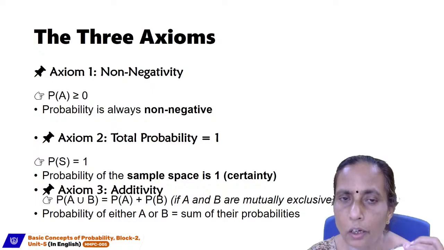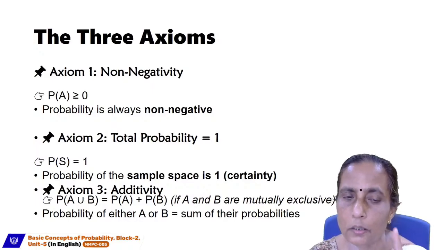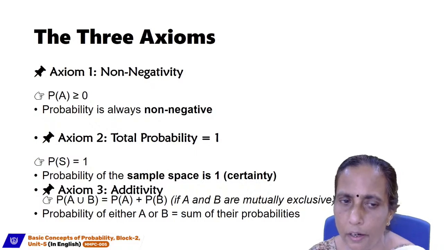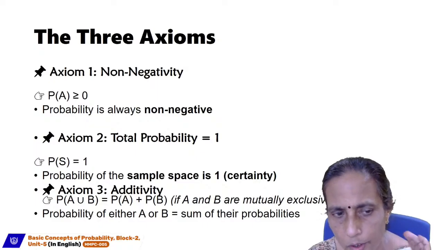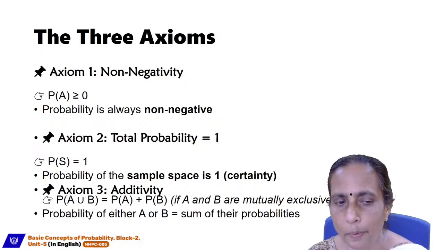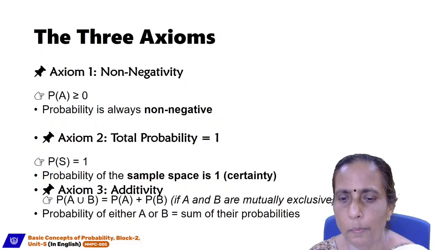So there are basically three axioms. Number one is non-negativity, that is, the probability of any event is always non-negative. It is always greater than or equal to zero. And axiom 2 is that total probability is equal to 1. That is, the probability of the sample space is 1.